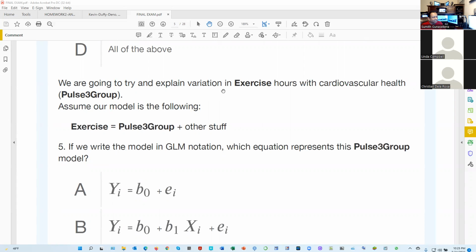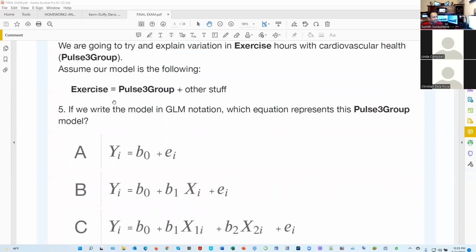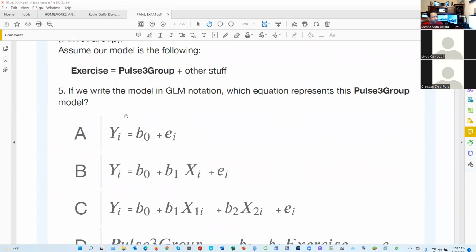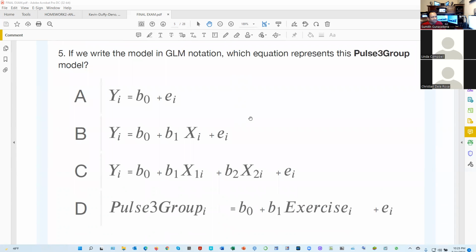Okay, we are trying to explain a variation in exercise hours with the cardiovascular health, the pulse3 group. Assume our model is like this. If we write the model in GLM notation, which of the equations represents the pulse3 group? Number 5.